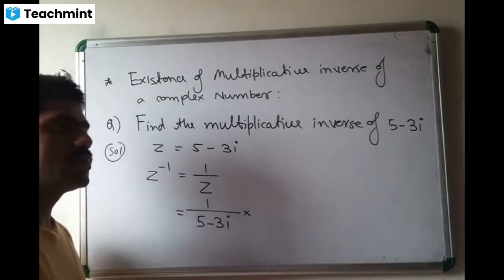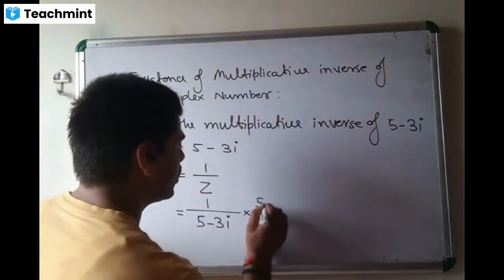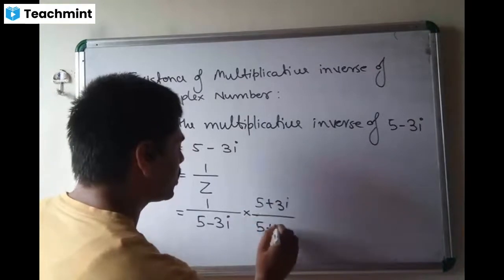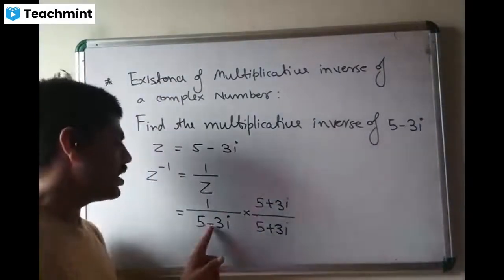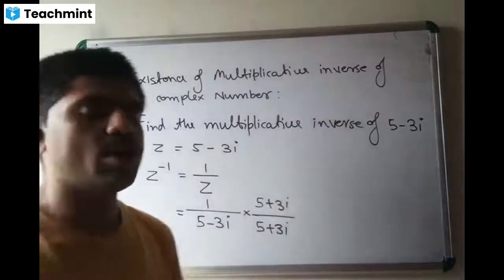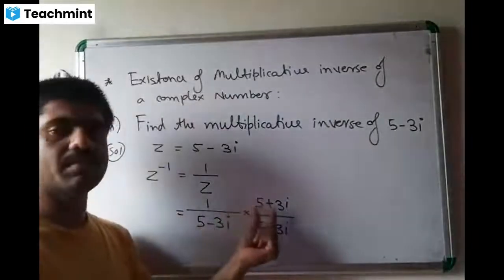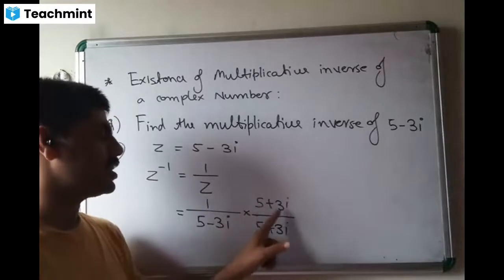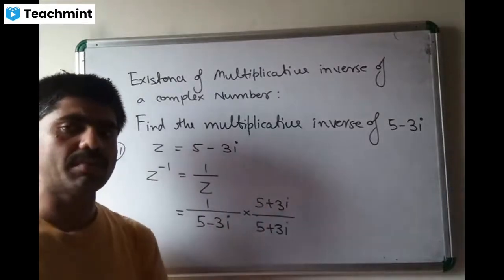So 5 plus 3i upon 5 plus 3i. Good. This means, beta, now see, this minus becomes a plus and plus becomes minus. So you multiply by the conjugate of the complex number. Now see, minus becomes plus, and this i becomes minus i. To find the conjugate of the complex number, I will tell you after. No problem, beta.